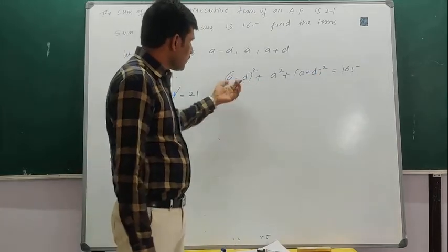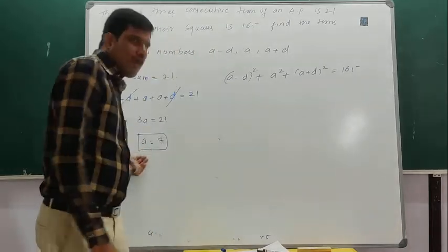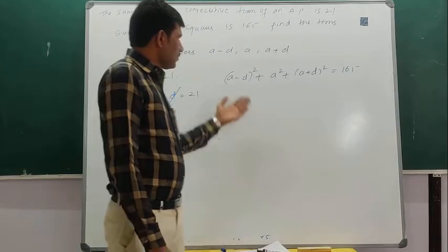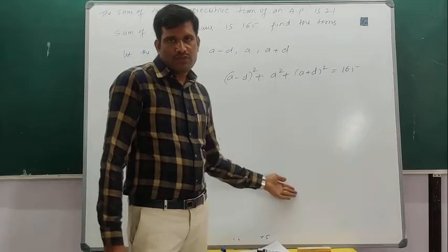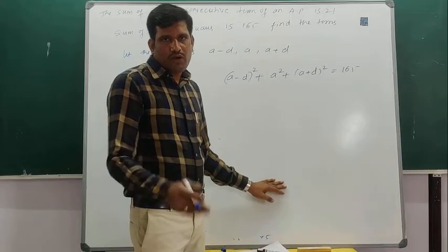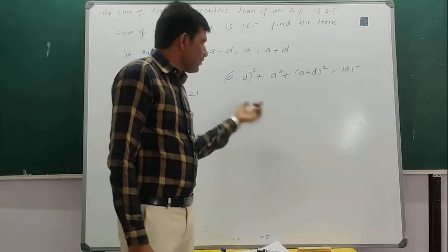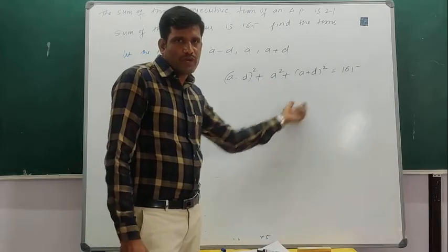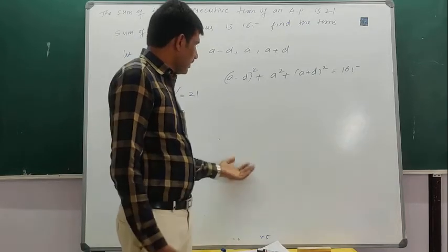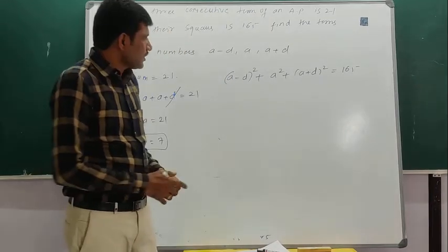So next students, just expand a minus d whole square and a plus d whole square. We already got the value of a. Substitute that value of a here, then you will get the value of d. Once you get the values of a and d, you can find these numbers. So just try to solve this problem.